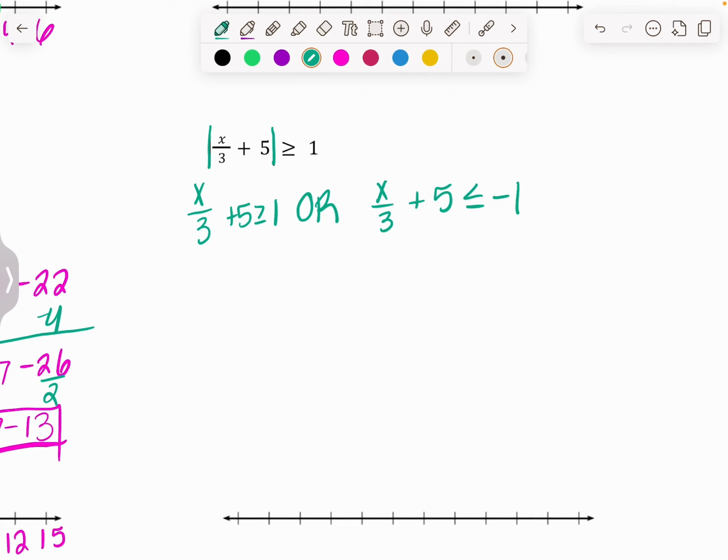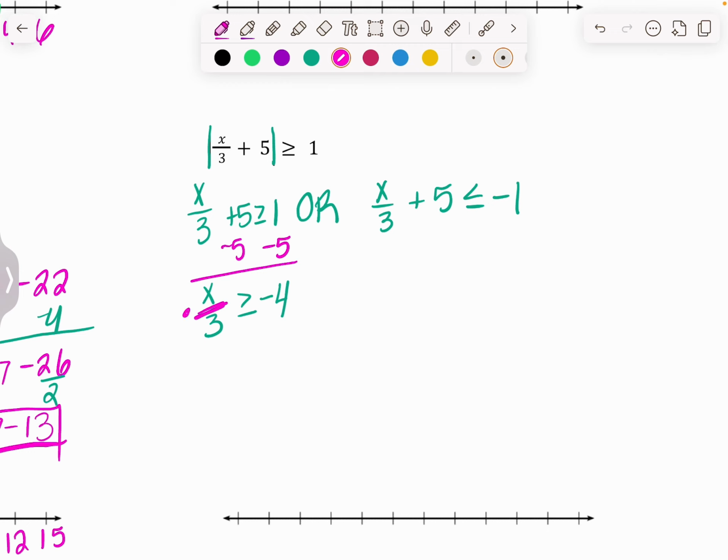And then solve. So for the left side, we're going to start by isolating the x. So we're going to have to subtract 5 from both sides. And we're going to get x over 3 is greater than or equal to 1 minus 5 is -4. And then we got to remember that the fraction bar means division. And we undo division using multiplication.